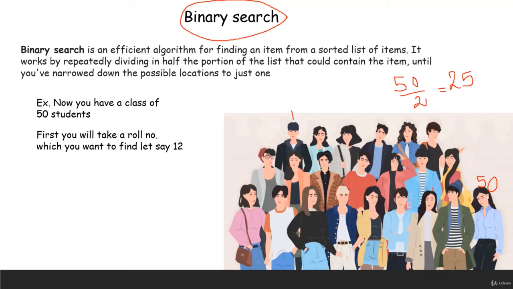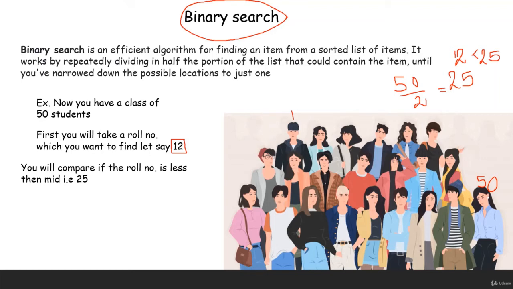Now you will compare roll number 12 with 25. In the comparison, 12 is less than 25. So if the roll number is less than 25, you will go to the first list, that is, the students with roll numbers from 1 to 24. There you will search for 12.